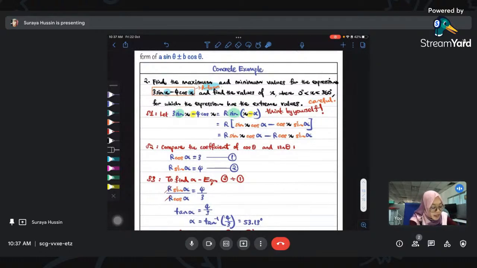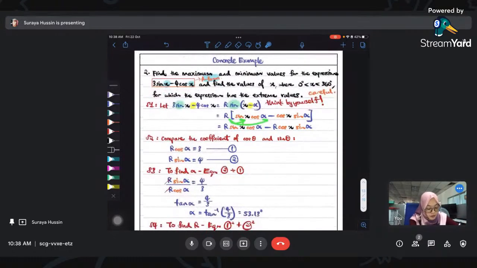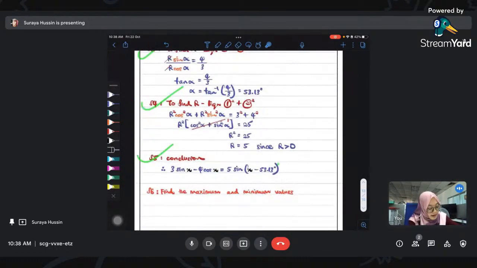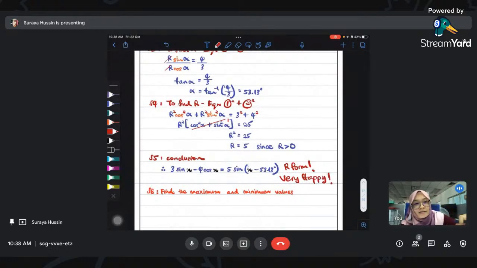Okay, so then you apply the compound angle and then you multiply it out, and so on. You already know how to do R form. So settle. Finally you arrive at the R form. So yeah, you have found the R form. Very happy. Long, right? So all of this is around 8 marks. Okay, a lot. These marks are very many.